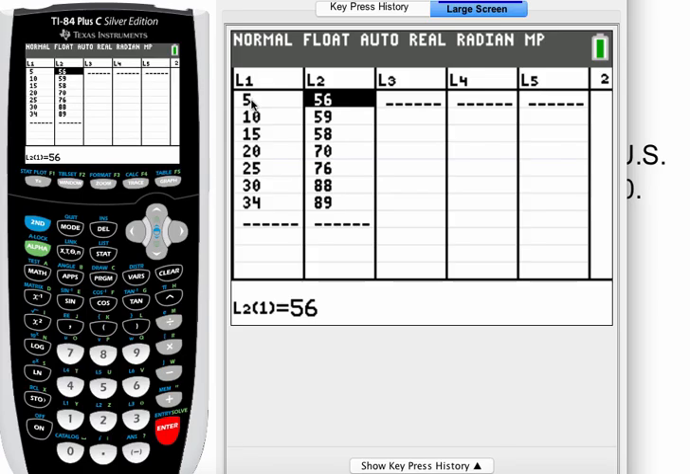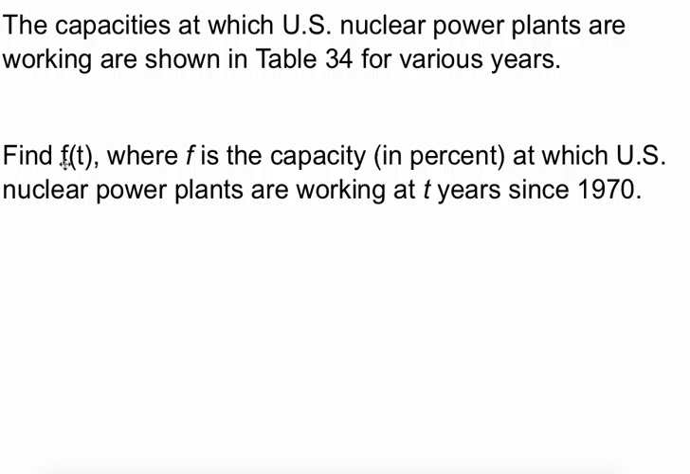Remember that t is the number of years since 1970. So 5 would be 1975, 10 would be 1980, etc. And on this side is the percentage of the U.S. power plants working at capacity. So 56% of the U.S. nuclear power plants are working at full capacity, whereas in 2004, 89% of them are working at full capacity.